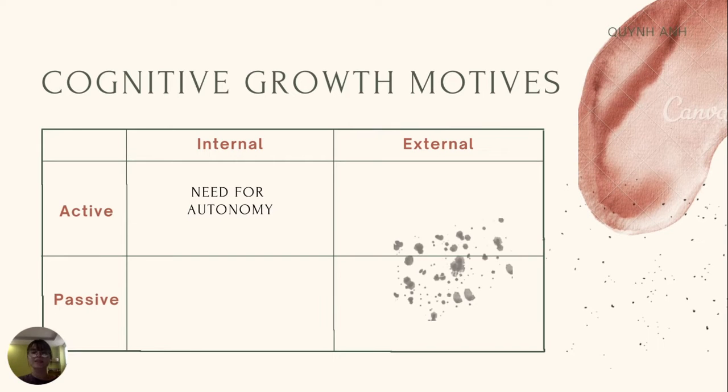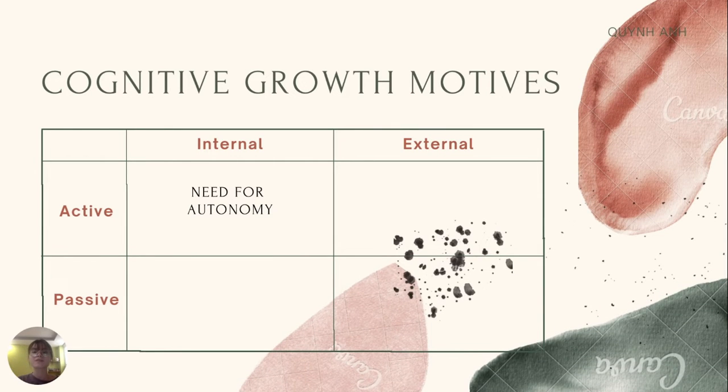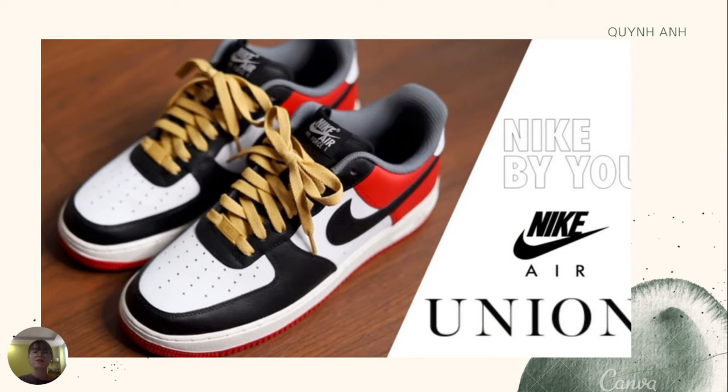We now look into the cognitive growth motives. There are 4 more needs in this category. The first is the need for autonomy, which is an active and internal motive. Individualistic countries have a strong desire for autonomy since their consumers value independence and individuality. Marketers have responded to this motive by creating limited edition products and offering several personalization possibilities. Nike, for example, allows customers to build their own one-of-a-kind pair of sneakers through Nike By You.